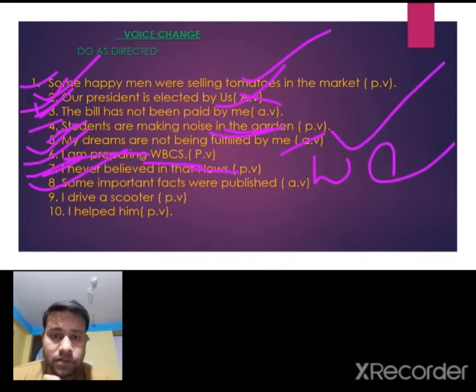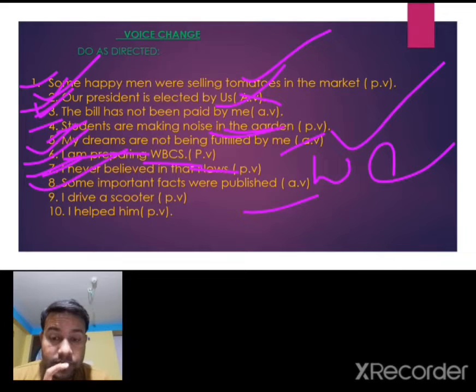Some important facts were published. This is again in passive voice. We have to make it active. So to make it active, we have to change it into past indefinite tense. Some important facts were published.